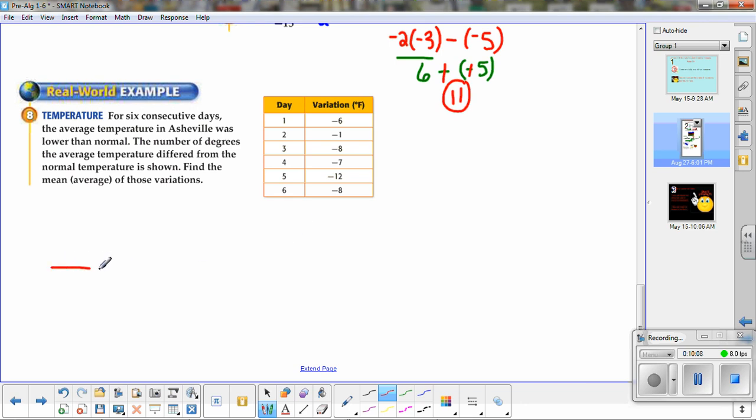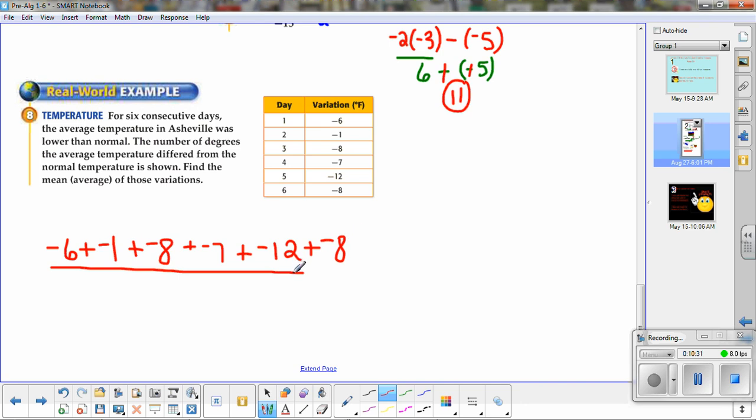So in this case, we're going to have -6 plus -1 plus -8 plus -7 plus -12 plus -8. And then, after you get the sum, you're going to divide it by 6 because there are 6 total numbers there. Addition, remember, is also commutative, so you can rearrange and add these numbers in any order you want, or you could just work from left to right.